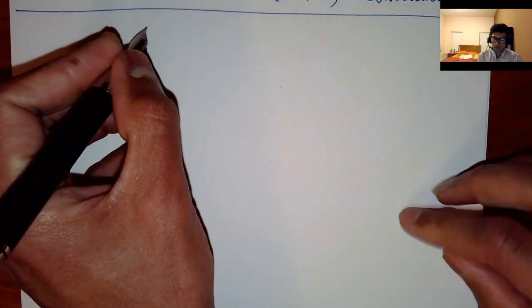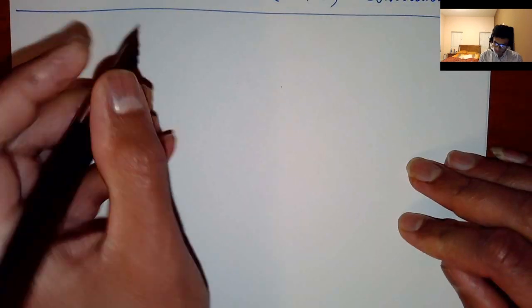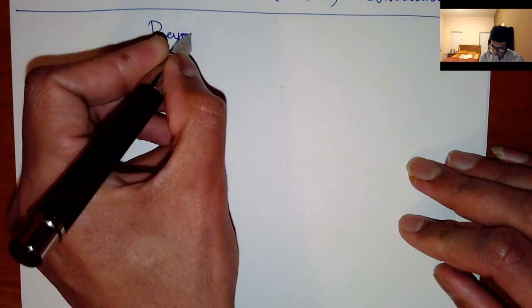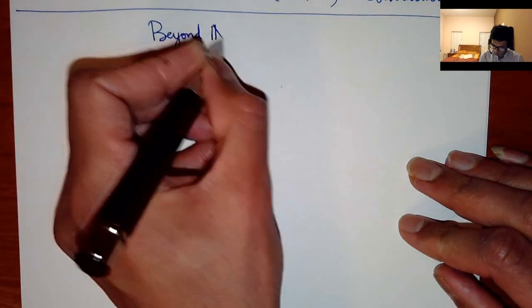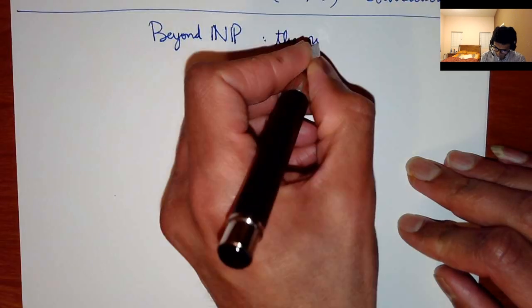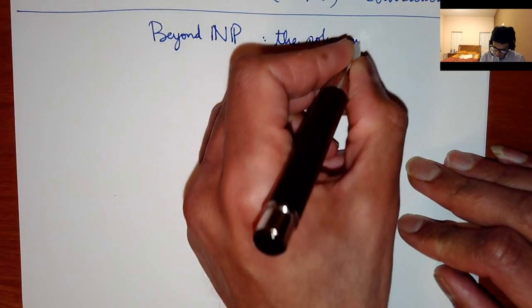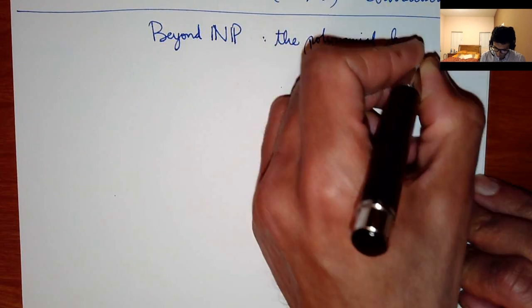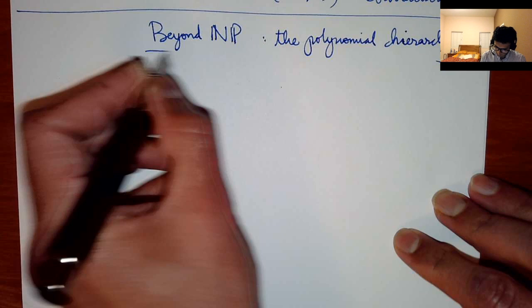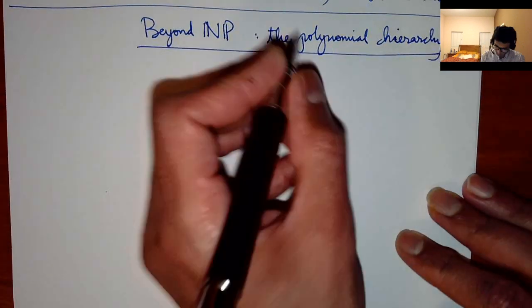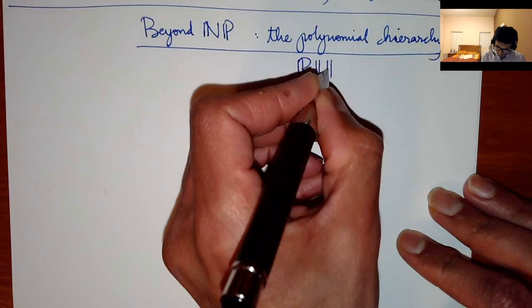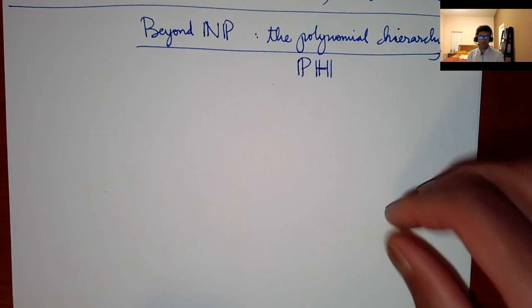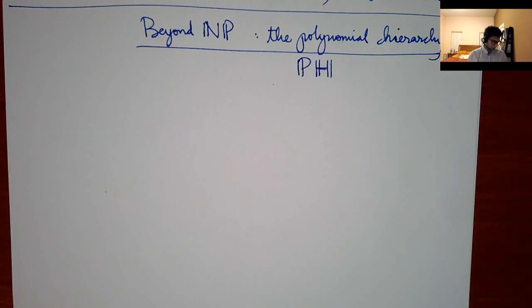So our topic for today, and probably for the next lecture as well, is what I'll call beyond NP, the polynomial hierarchy. And the polynomial hierarchy is often called PH. Okay, so what is the polynomial hierarchy?